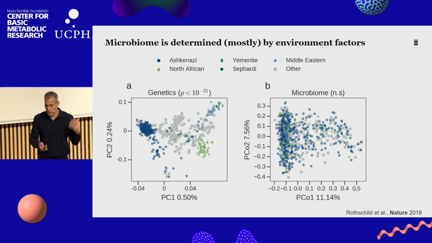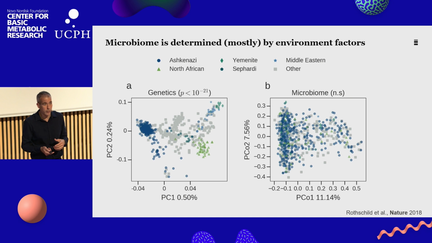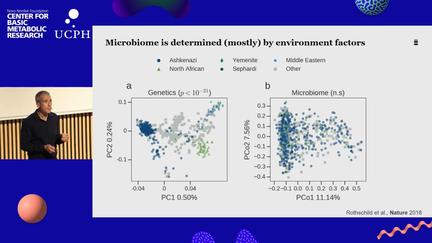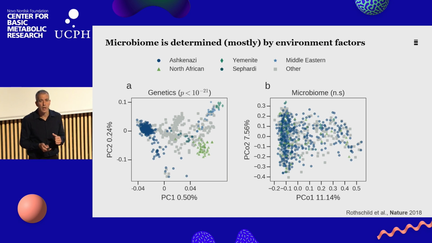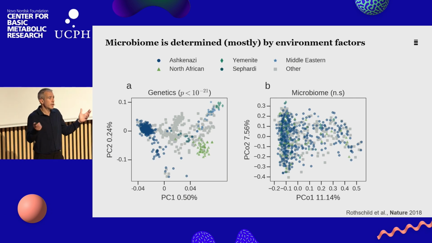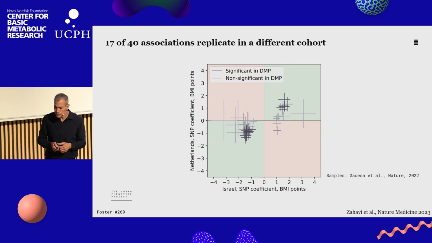There were other analyses in this work and in follow-up works, also by others, suggesting that human genetics explains only a very small portion. We estimate 2 to 4% of the microbiome composition, and the rest is environmental factors. You get your microbes from the environment.